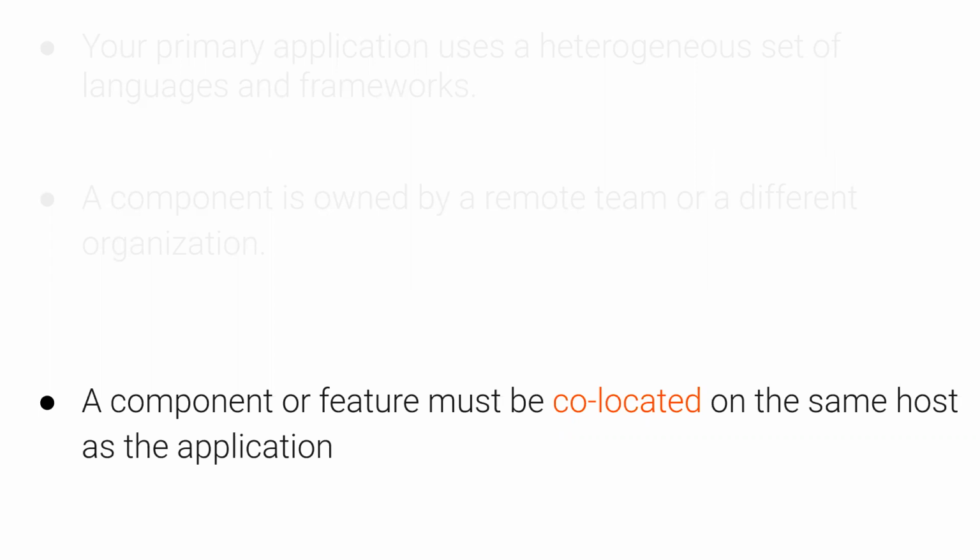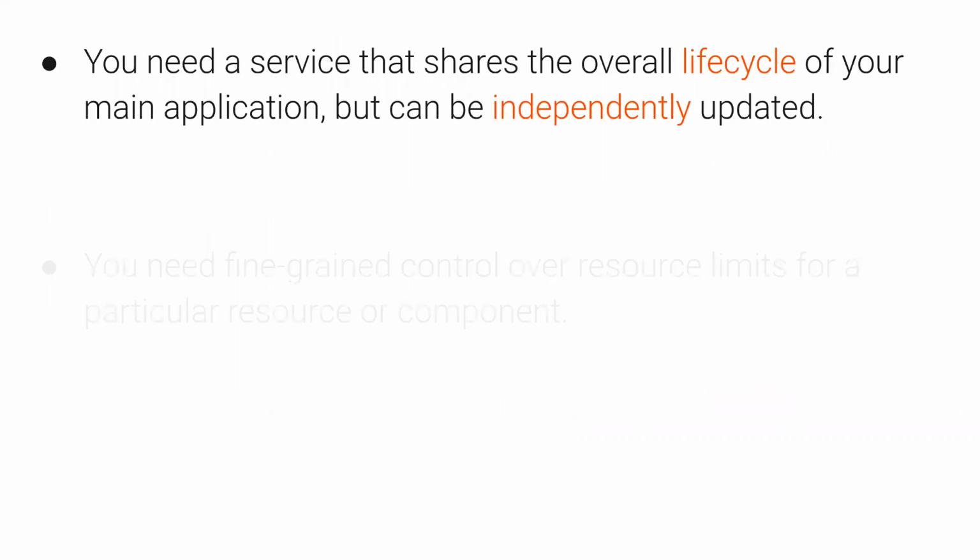Another example is RBAC: you don't need it all the time, you need it only when the service is up and running. And the other case is if the service needs to share the same life cycle as your main application but can be independently updated. It's similar to the previous point: the sidecar will have its own updates and different patch versions going on, and your main application will have its independent updates, but both should share the same life cycle. So you can use the sidecar pattern.